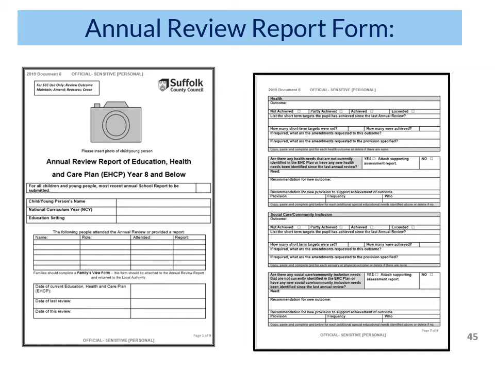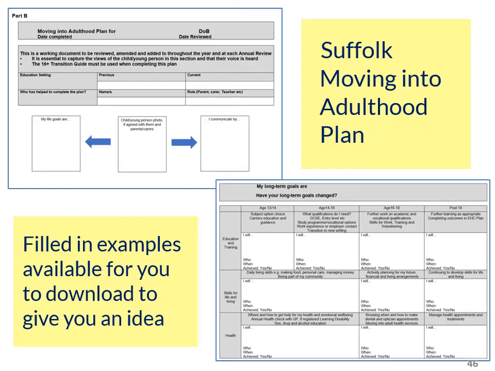You can download any of these forms from the local offer, and what we're looking at here is a Year 8 and below form. If you download it, it may help you understand the sort of questions the learning setting or host will ask and the kind of information that you might want to prepare. This is a screenshot of a couple of pages in the Moving to Adulthood plan, and there are some filled-in examples available on the local offer for you to download to give you an idea.